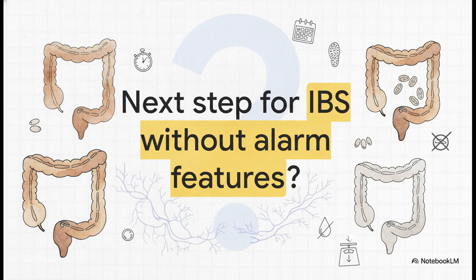Time to test your decision logic. Let's say a patient meets the Rome-4 criteria for irritable bowel syndrome, meaning they've got recurrent abdominal pain linked to defecation and a change in stool frequency or form. But they don't have any alarm features: no unintended weight loss, no nocturnal diarrhea, no GI bleeding. How do we properly evaluate them?